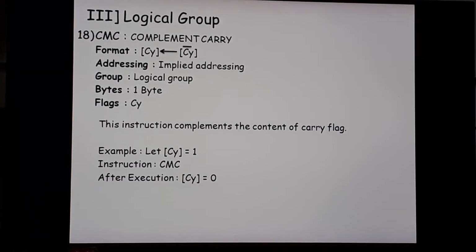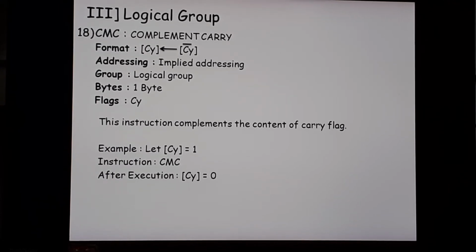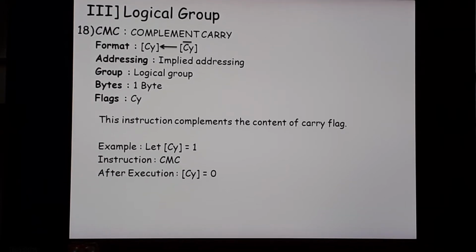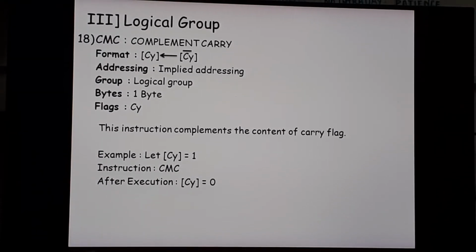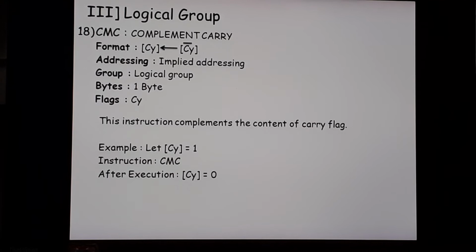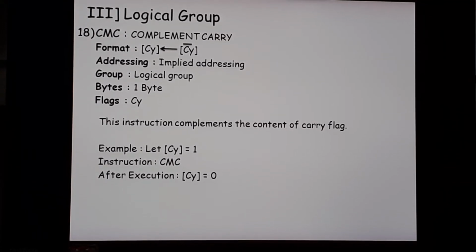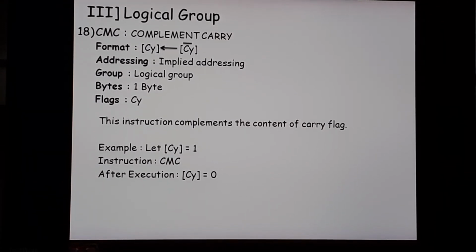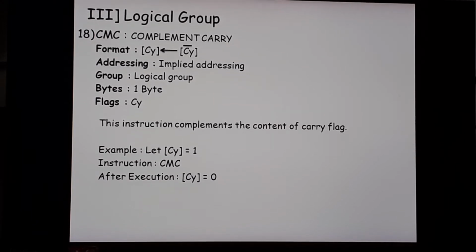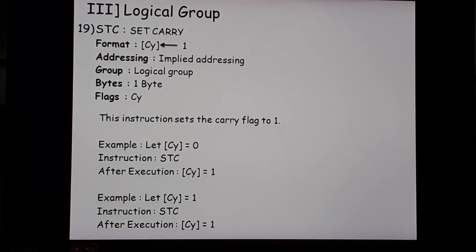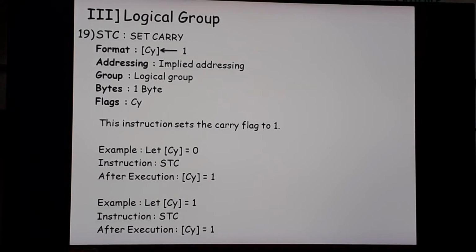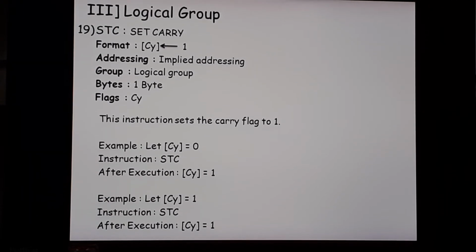After execution, what happens? CY is equal to 0. Why? Because I executed the instruction CMC. So what it did, it complemented the carry flag. So the carry flag, which was 1 before execution, got complemented, and the answer is 0 now after execution. Okay, so the next instruction in this particular logical group, the last instruction in this logical group, we totally have 19 instructions in this particular group.